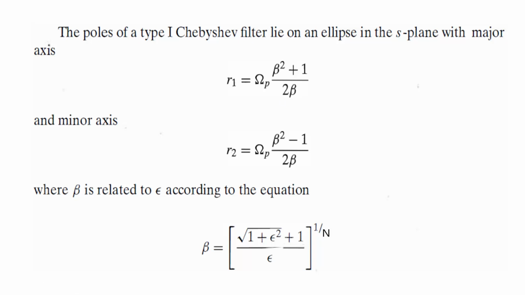We need to understand where the poles lie and where the zeros lie for the case of type 2 filters. A type 1 Chebyshev filter is an all pole filter. All right. So the poles lie on an ellipse in the S-plane with major axis R1 given by this expression, and the minor axis R2 is given by omega p times (beta square minus 1) over 2 beta, where beta we can find from the epsilon value: the nth root of the whole expression, under root of 1 plus epsilon square plus 1, divided by epsilon, because beta is related to epsilon according to this equation. All right.